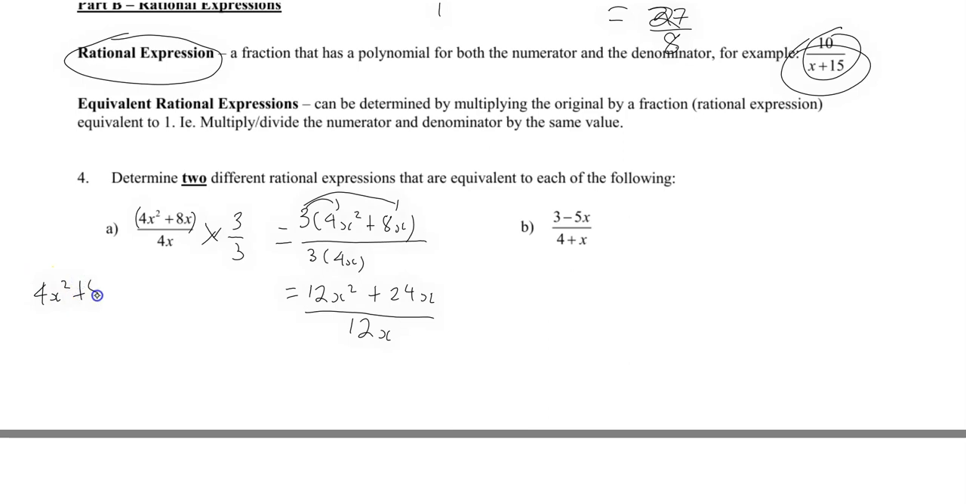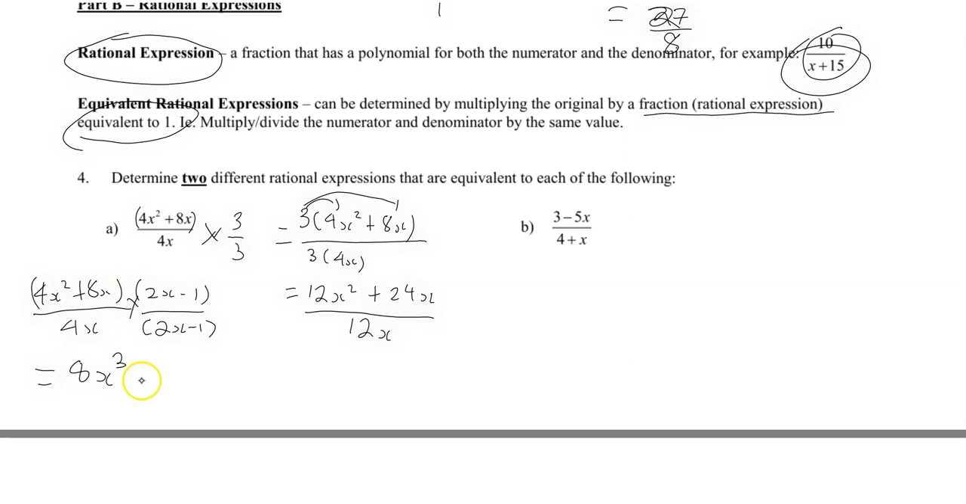Let's say I take 4x squared plus 8x, and I multiply that by 2x minus 1. Now, in order to be equivalent, I have to multiply by a fraction, right, equivalent to 1. So this is equivalent to 1, right? Same thing, top and bottom. Okay, so the top is going to have to be expanded using FOIL. So we get 8x cubed minus 4x squared plus 16x squared minus 8x. Okay, so FOIL it out.